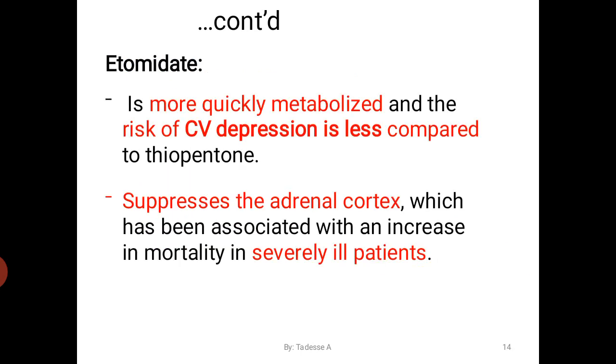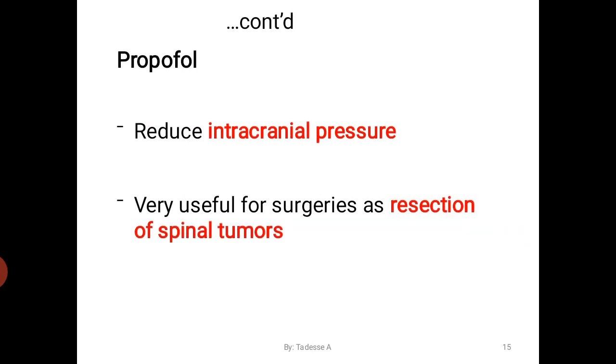The other is etomidate. The cardiovascular depression effect of etomidate is less as compared to thiopental because etomidate is more quickly metabolized. But etomidate can be a cause of death for severely ill patients due to suppression of the adrenal cortex. This is an important point about etomidate.